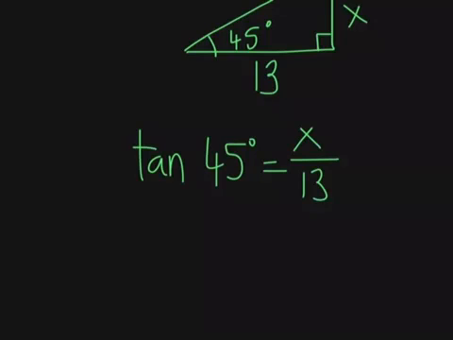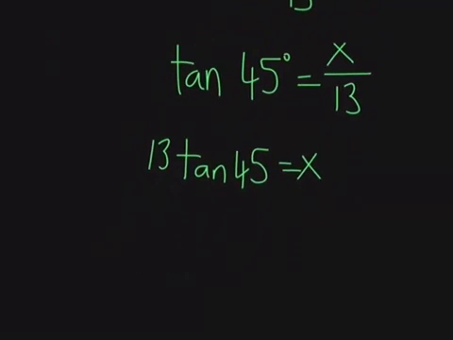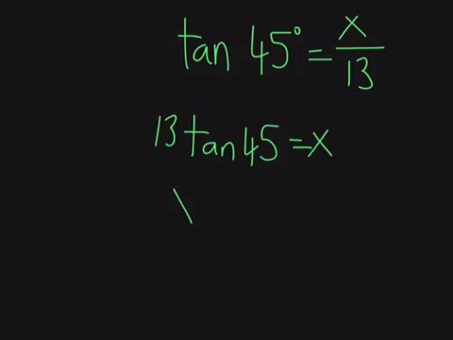If we multiply both sides by 13, it's going to be 13 times the tangent of 45 is equal to x. Once again, let's get out our calculator and multiply 13 times tangent of 45. We don't have to round, it's a perfect number, it's 13. So x is equal to 13 in this case.